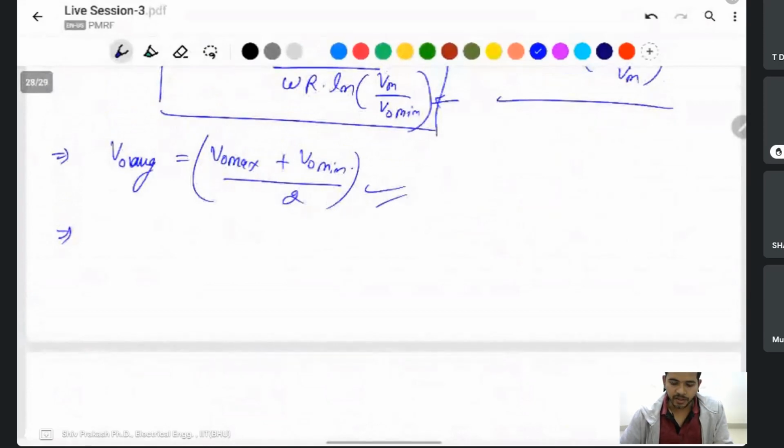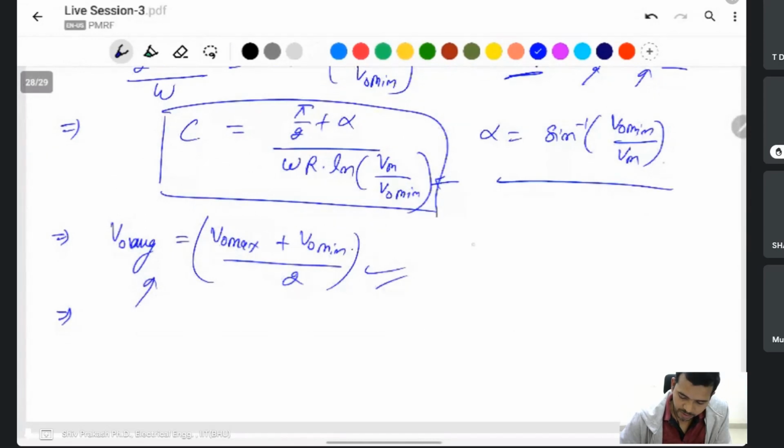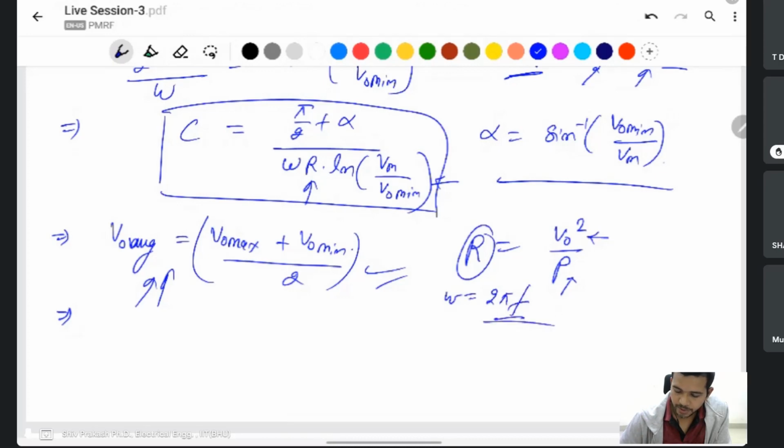Now you can simply find the V output average as V output maximum plus V output minimum divided by 2. And if you find the V output average, then you easily find the resistance, since power is given: V output square divided by P. Power is given, find the R value. Omega is equal to 2 pi f. Frequency is given, 50 hertz. You can calculate it.